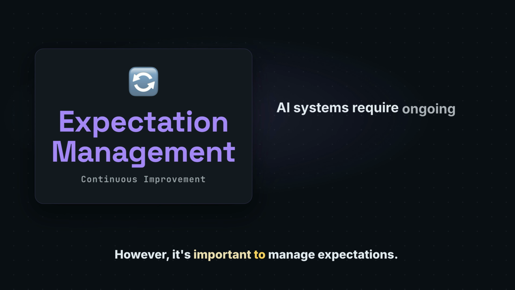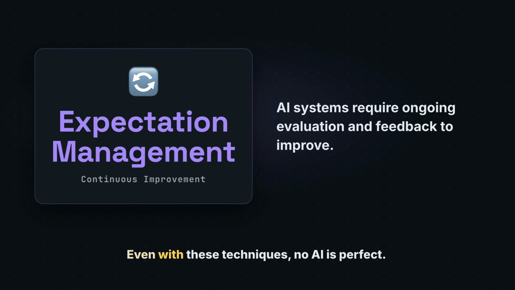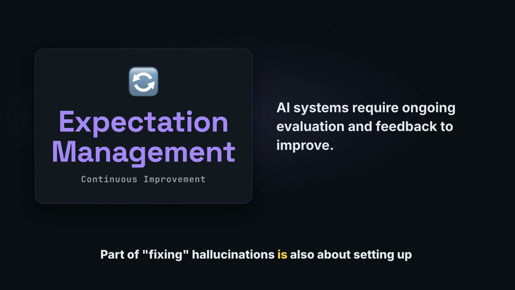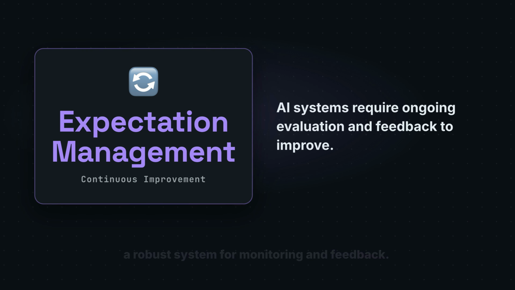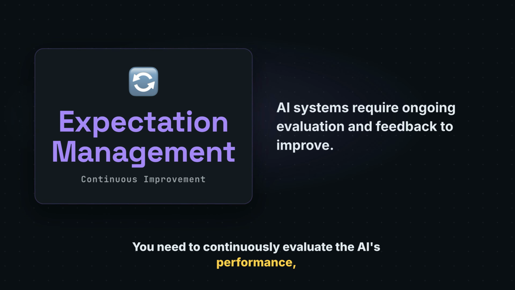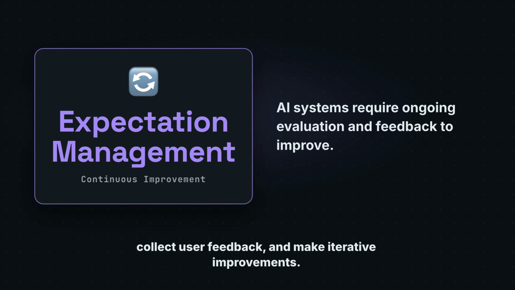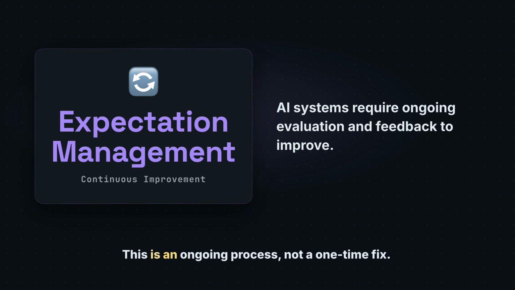However, it's important to manage expectations. Even with these techniques, no AI is perfect. Part of fixing hallucinations is also about setting up a robust system for monitoring and feedback. You need to continuously evaluate the AI's performance, collect user feedback, and make iterative improvements. This is an ongoing process, not a one-time fix.